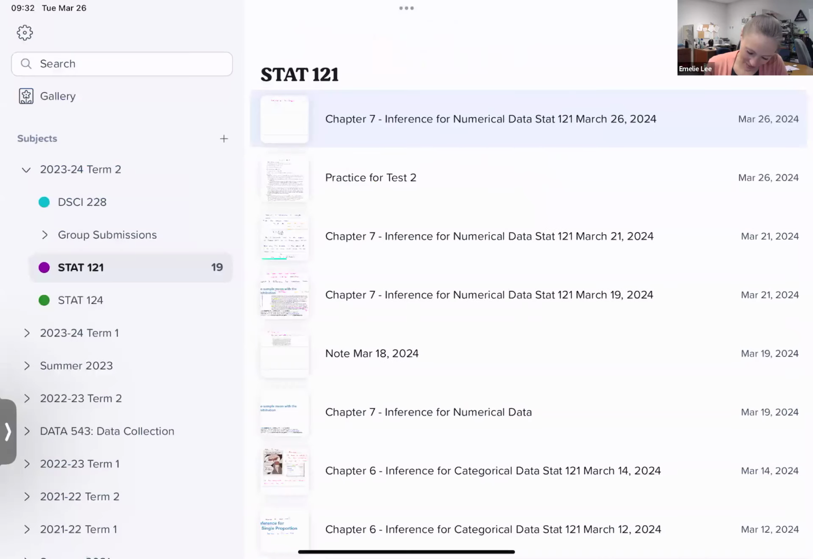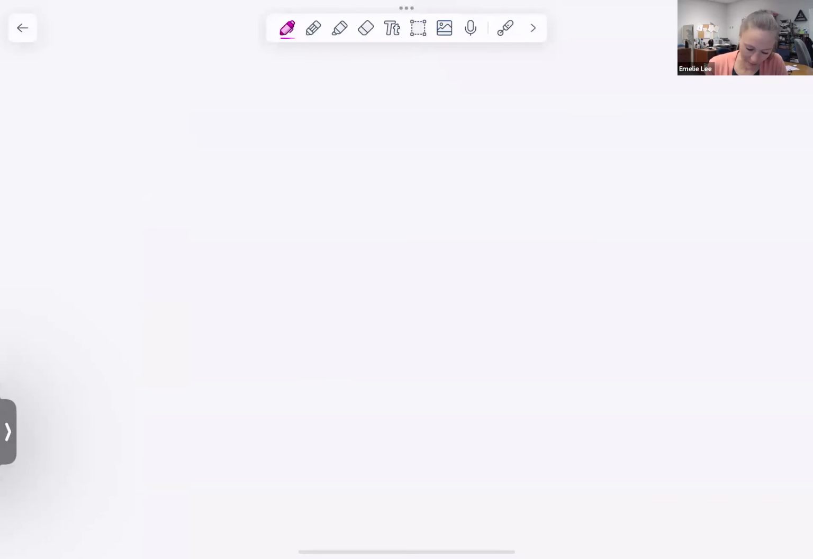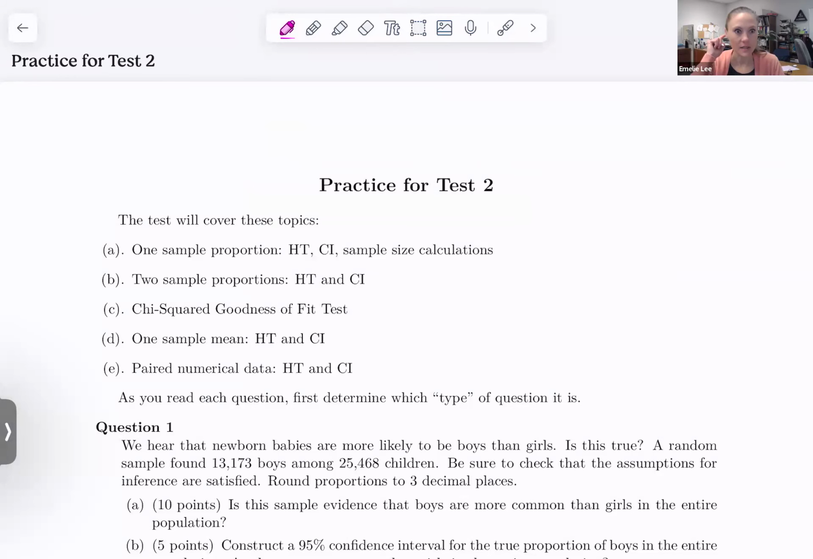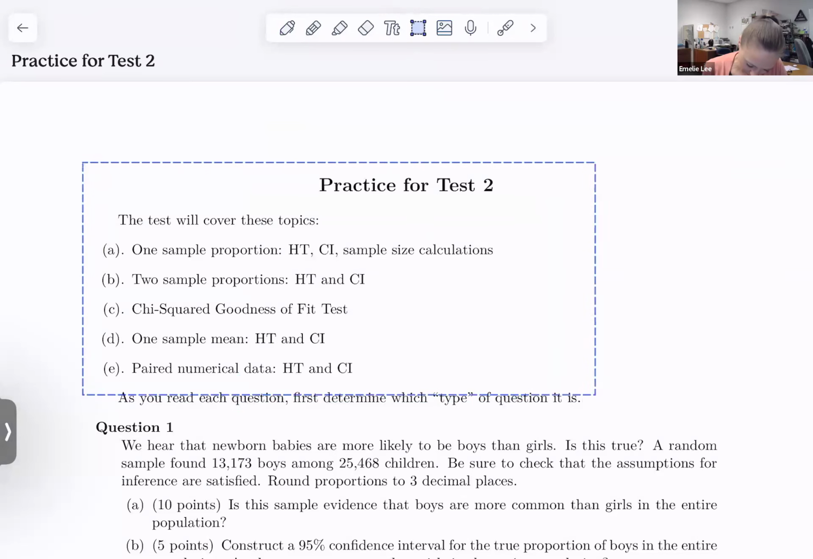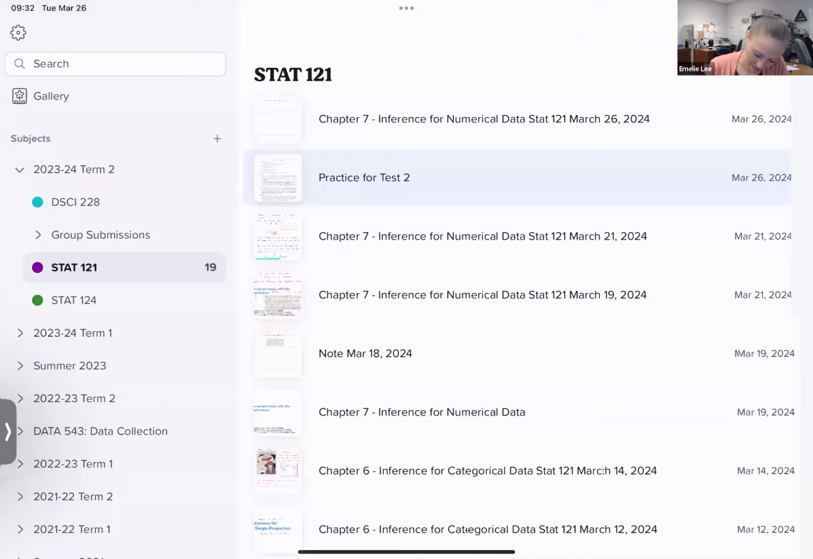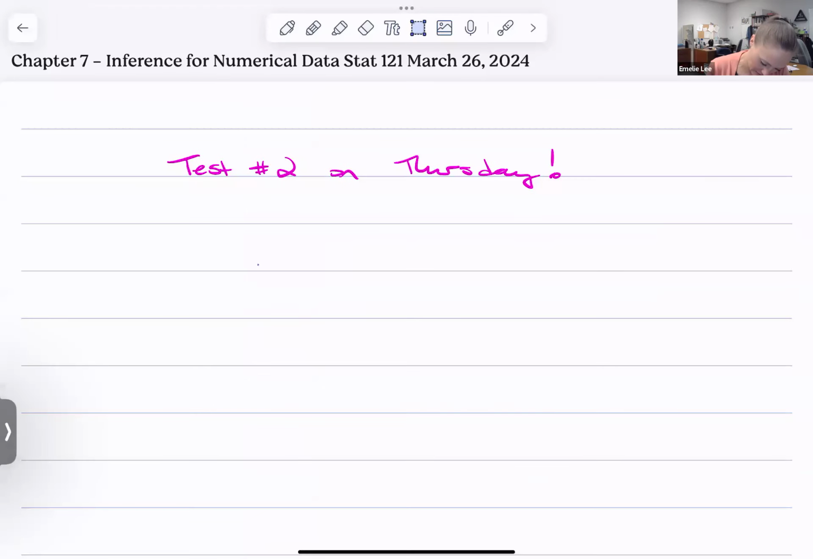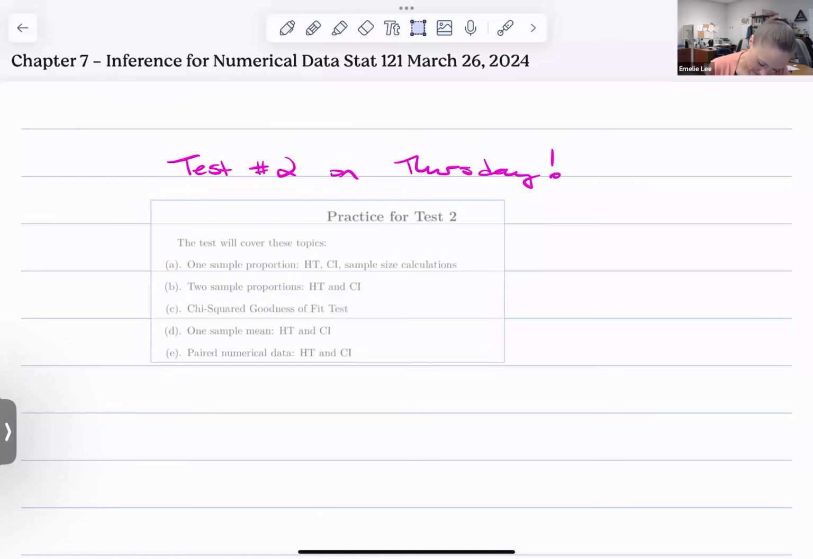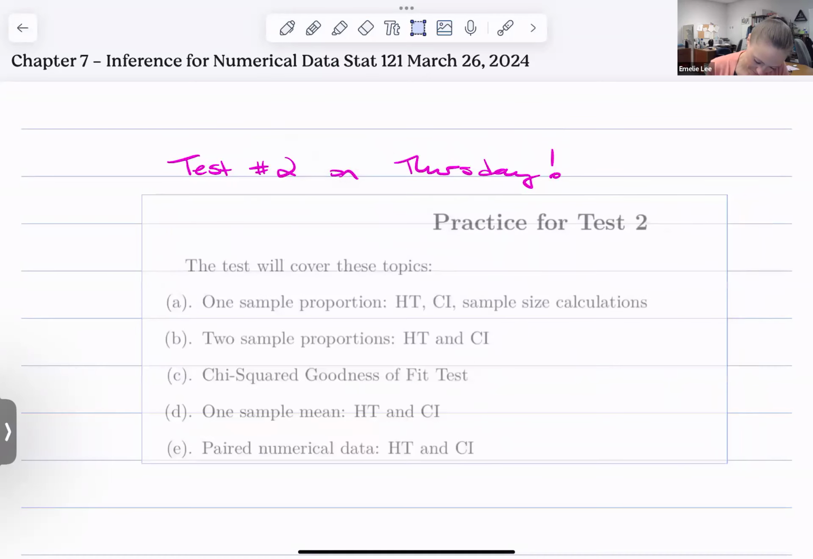I posted a practice document. Of course, it's very long because there's lots of practice for all the different types of scenarios. But today I just want to talk about just these bullet points and kind of focus a little bit on what to expect for the test.